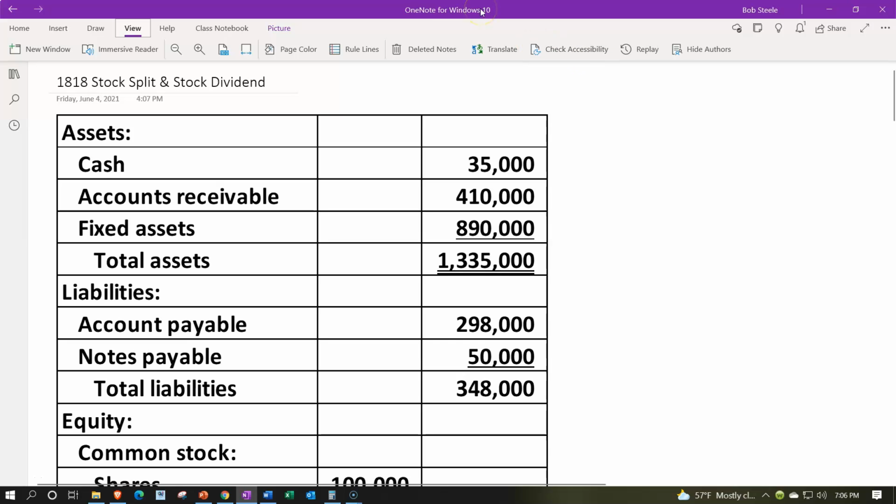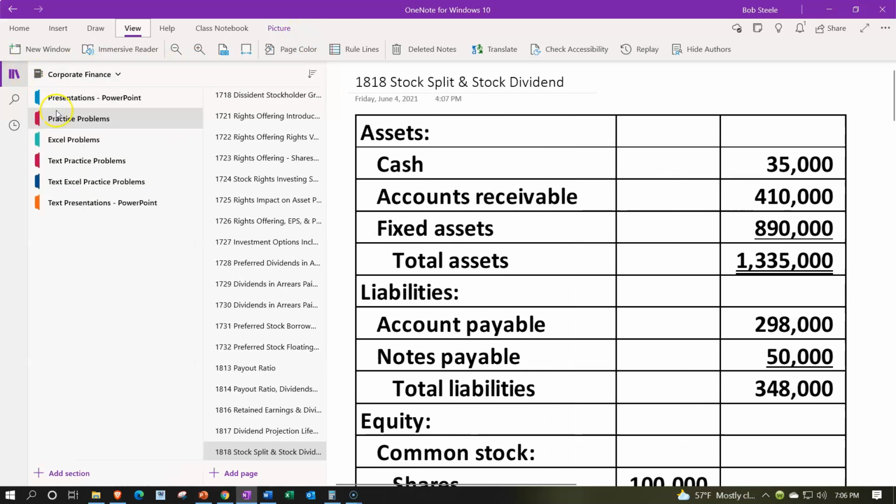Here we are in OneNote. If you have access to OneNote and would like to follow along, you're not required to, but if you would like to, we're in the icon on the left-hand side, Practice Problems tab, and then down in the 1818 Stock Split and Stock Dividend tab.